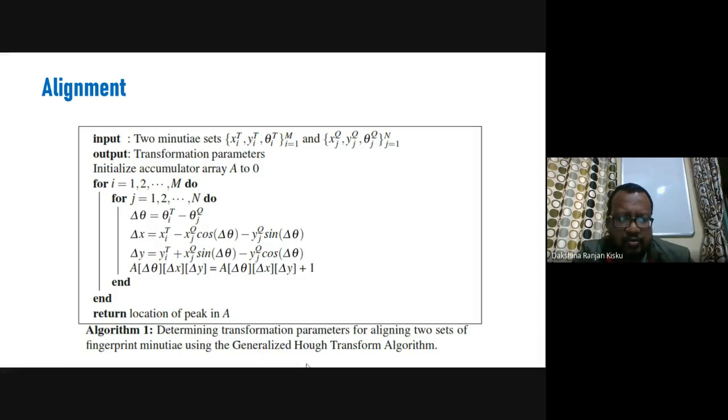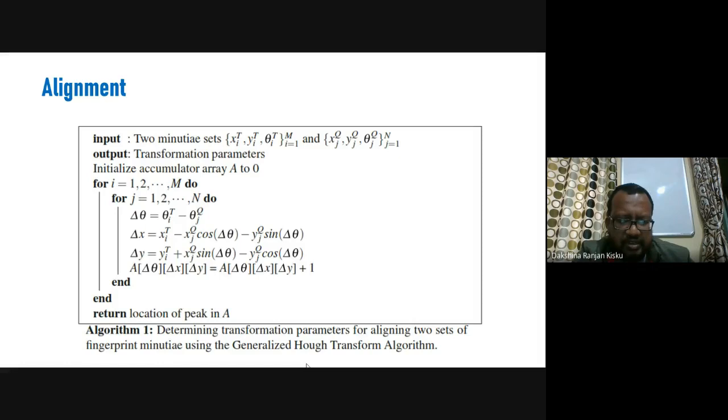And in the output, we get the transformation parameters. Transformation parameters are nothing but the deviations. So deviations of the location, that is x in terms of xy, and deviation of the rotation, that is the orientation, theta. Okay, so for i equals 1 to m, and for j equals 1 to n, we can obtain the delta theta.